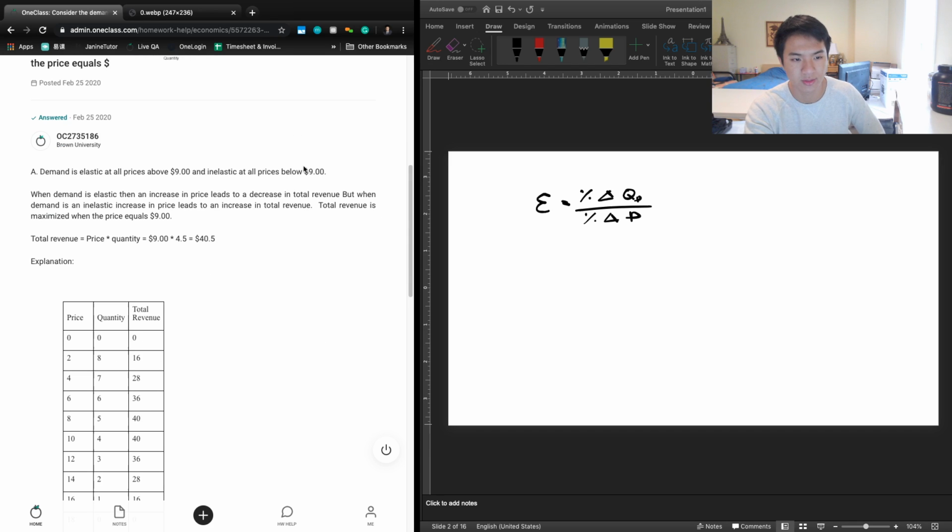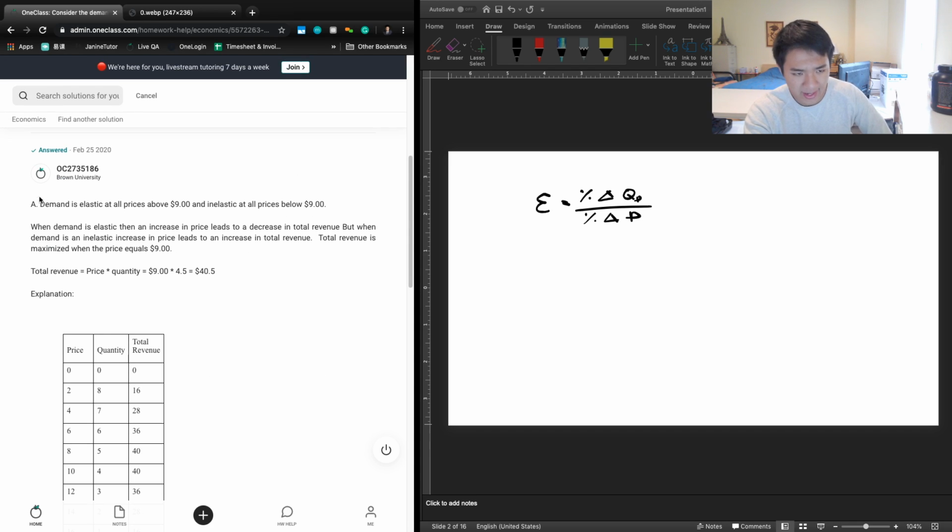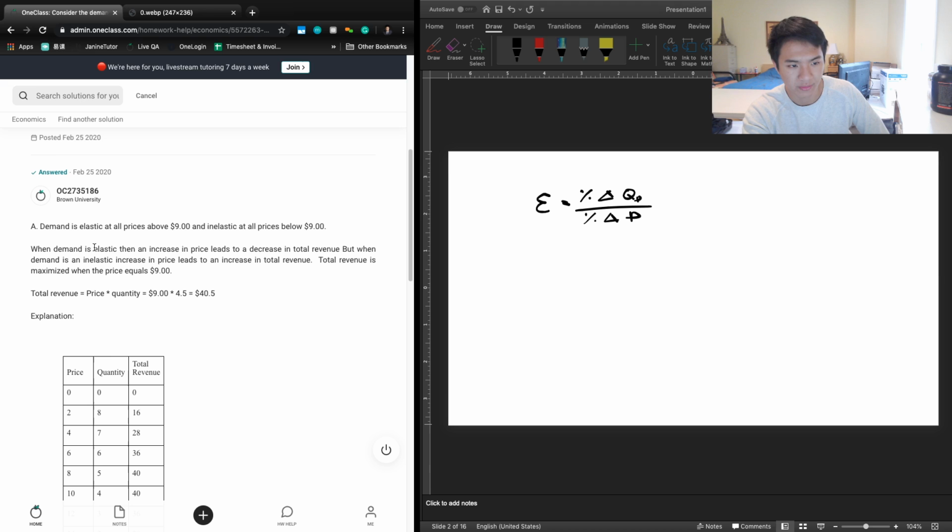Let's take a look at the previous tutor's answers. It said A, demand is elastic at all prices above 9 and inelastic at all prices below 9. So this is the same as we said. And so, we said when demand is elastic, then an increase in price leads to a decrease in total revenue. When demand is inelastic, increases in price lead to an increase in total revenue. So total revenue is maximized when the price equals $9. Right, so this is, again, a very good thing to point out.